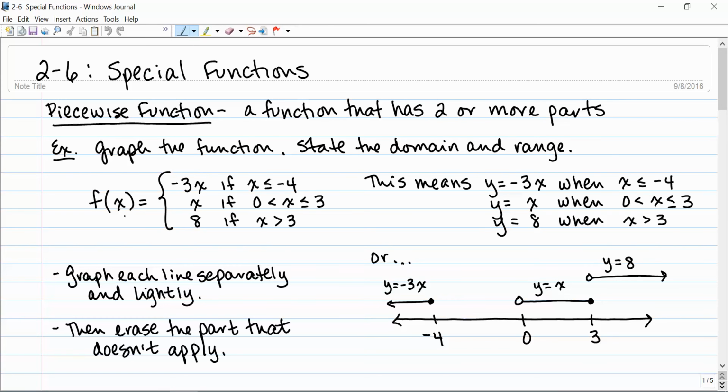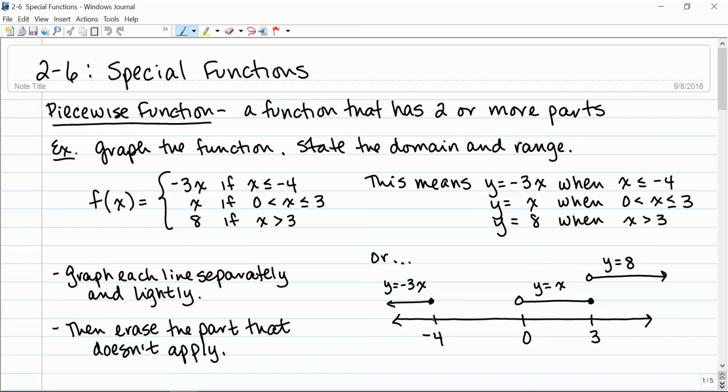So the piecewise function reads f of x equals negative 3x if x is less than or equal to negative 4, f of x equals x if x is between 0 and 3, including 3, and f of x equals 8 if x is greater than 3. Remember that f of x is just a special way to say y. So what this really means is that y equals negative 3x when x is less than or equal to negative 4. And look at it here on a number line.